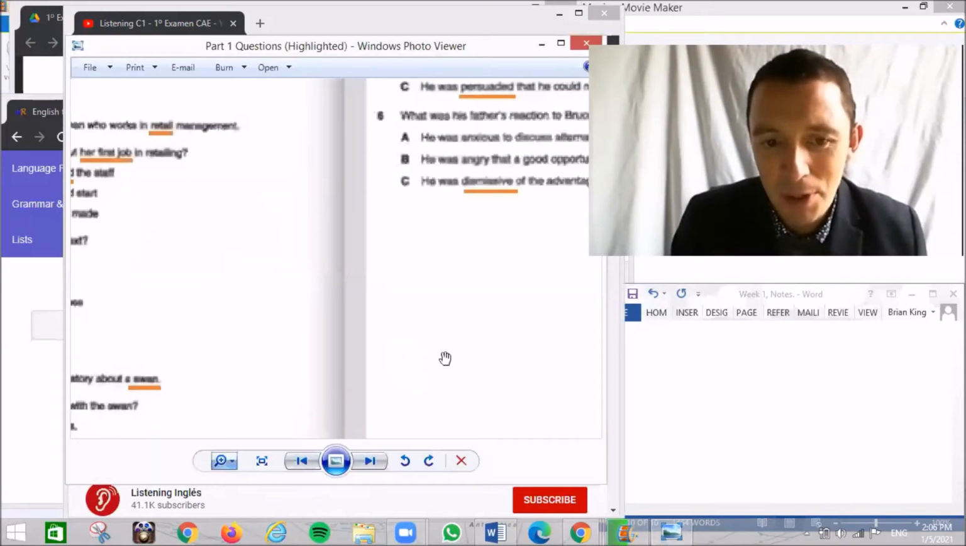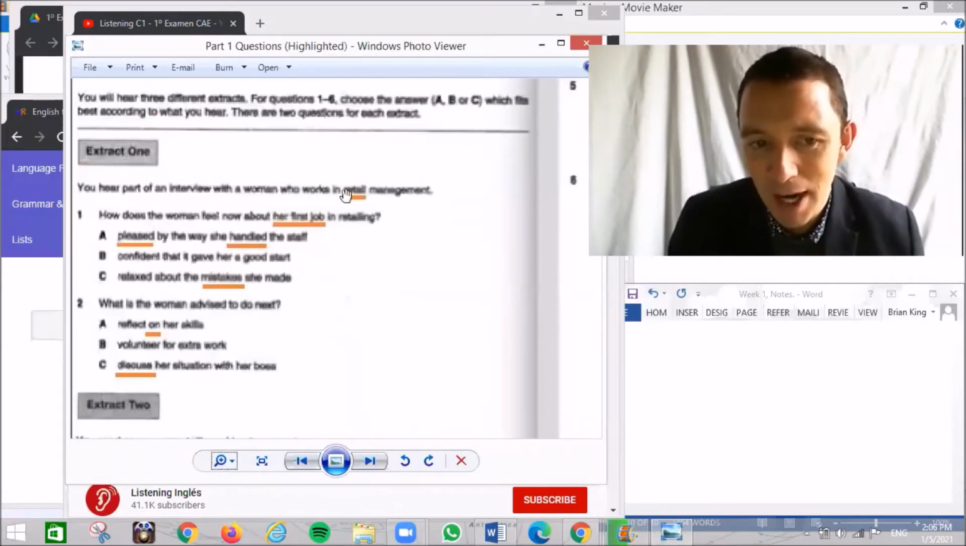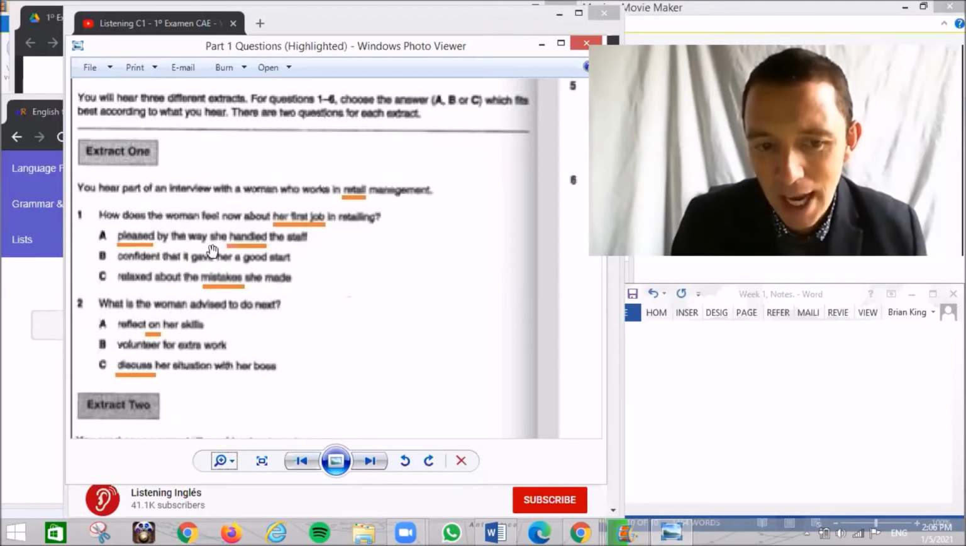It's very difficult, but the key words in my opinion are retail management. So you hear part of an interview with a woman who works in retail management. How does she feel now about her first job in retailing? Pleased is like feliz, like happy, content, by the way she handled the staff. Staff are like the workers, and handle is like manage or control or tratar, treat or deal. Okay, confident that it gave her a good start, relaxed about the mistake she made.